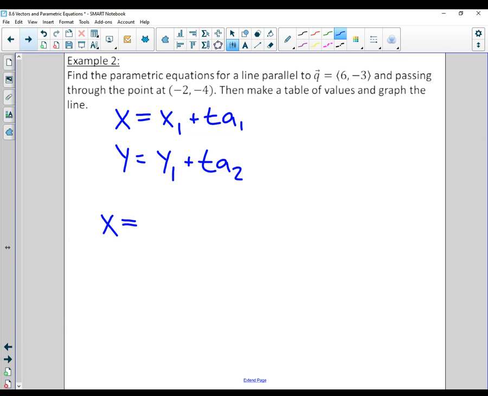So we're just plugging stuff in. x1 is -2 plus t times a1. a1 is 6. I would rather write it as 6t rather than t6. We okay with that? And then we get y equals -4 minus 3t.